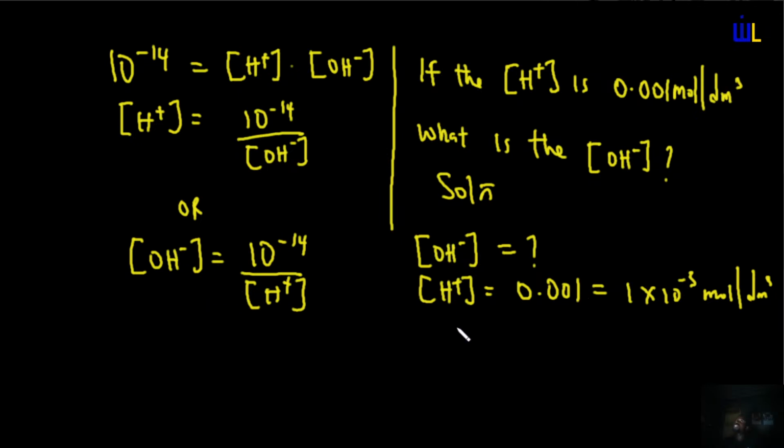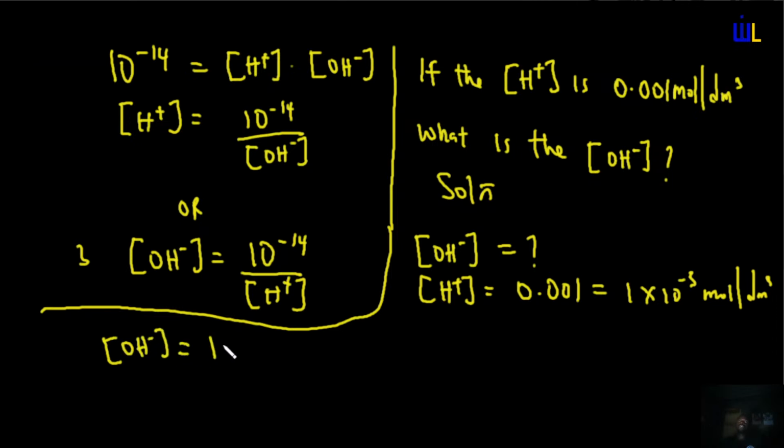The relationship between OH and hydrogen ion is expressed as these three, but since we are looking for OH, we are going to be using number 3. You get? So that means that the concentration of OH minus is going to be equal to 10 raised to power minus 14 divided by the concentration of hydrogen. In this case, the concentration of hydrogen is the same thing as 10 raised to power minus 3. If you know your indices, you know that this is the same thing. Besides, 1 times 10 raised to power minus 3 is still 10 raised to power minus 3.